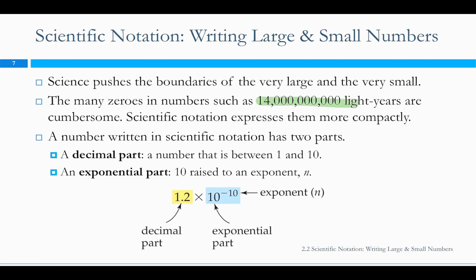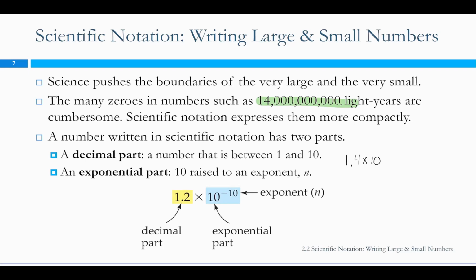So something like 10 to the 14 light years. Or sorry, not 10 to the 14. 14 billion light years, right? Really big number. We could rewrite that as, does anybody know how we'd write that in scientific notation? So first thing we need to know is where's the decimal? It's implied here. Yeah, it's at the very end of the number.